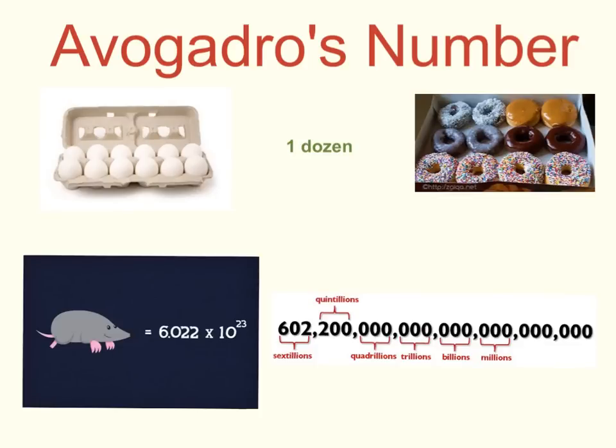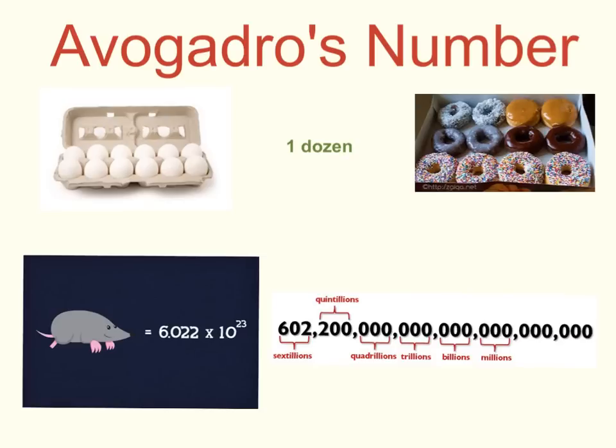When I say have a dozen eggs or a dozen donuts, you know that I'm talking about 12. So 1 dozen eggs means you have 12 eggs. 1 dozen donuts means you have 12 donuts. Similarly, in chemistry, when we talk about a quantity, we use the number mole, which is Avogadro's number.